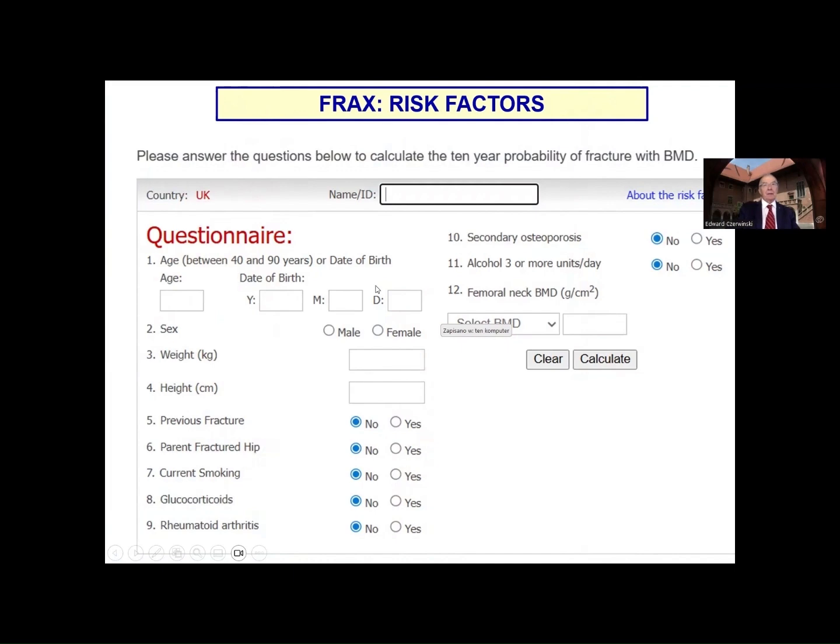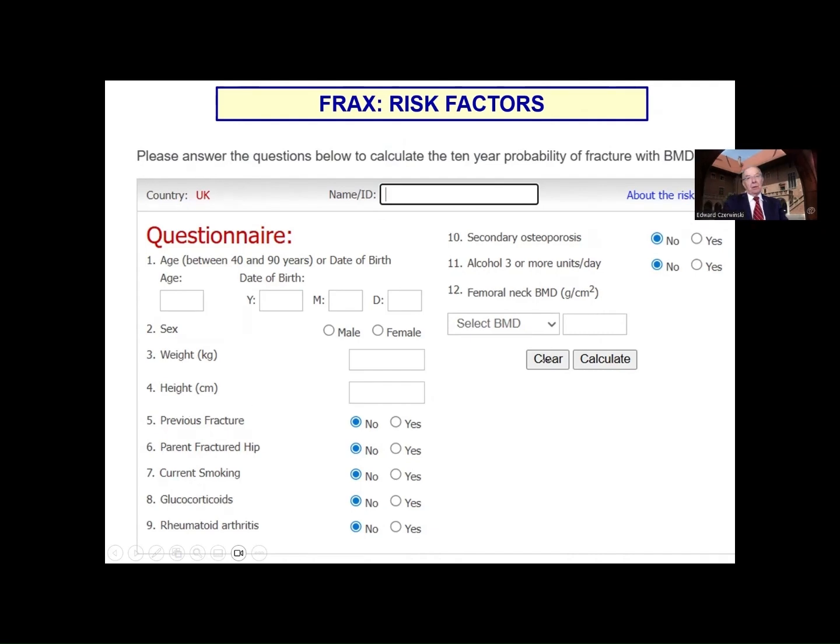So FRAX is based on fracture risk. We put in the age, sex, calculate BMI, so giving weight and height, then the previous fracture, parental history of hip fracture, smoking, glucocorticoids, rheumatoid arthritis, secondary osteoporosis, alcohol meaning 3 units per day, and we can add, but not necessarily, the femoral neck BMD.